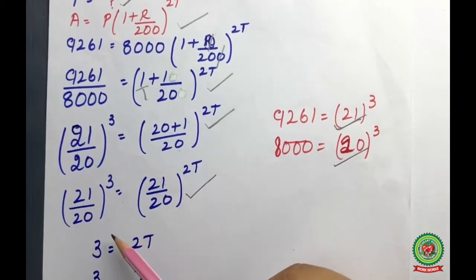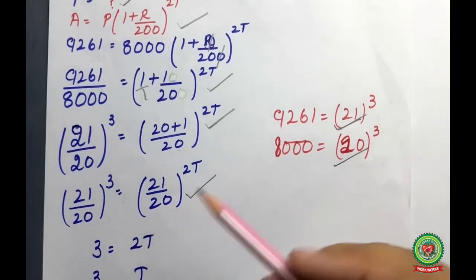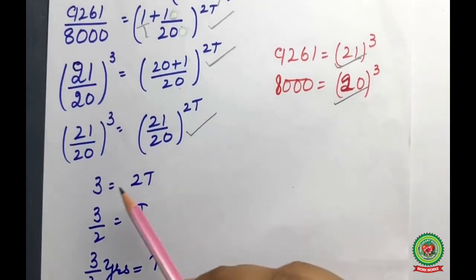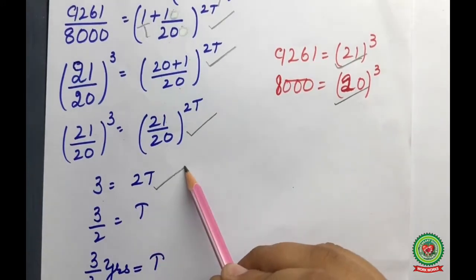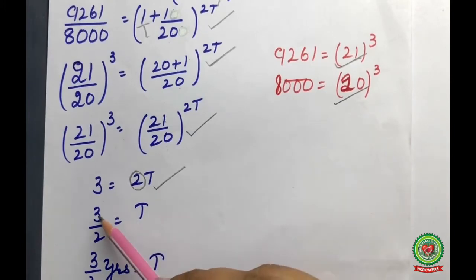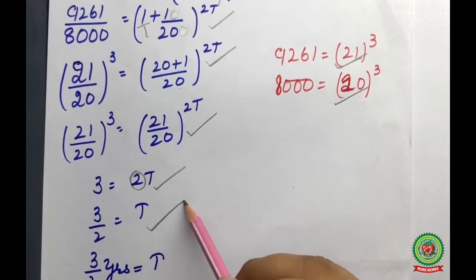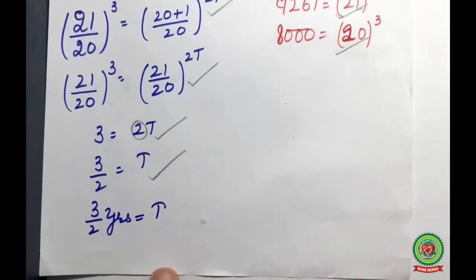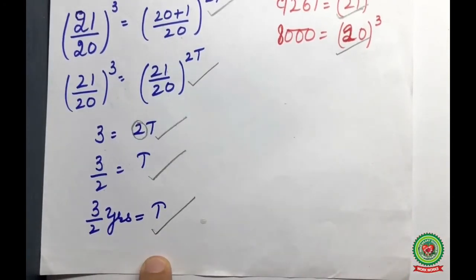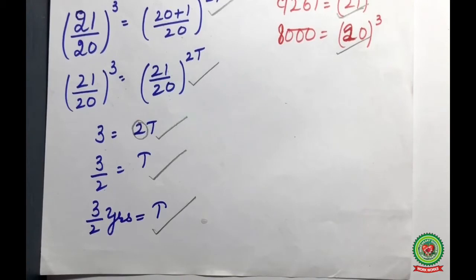Now as the bases are same, therefore powers will also be same. So we get 3 is equal to 2t. Now this 2 will be shifted to the other side. So we get 3 upon 2 is equal to t. That is t is equal to 3 upon 2 years, that is 1.5 years. Students, let us discuss one more sum based on the same topic for the better understanding of this concept.